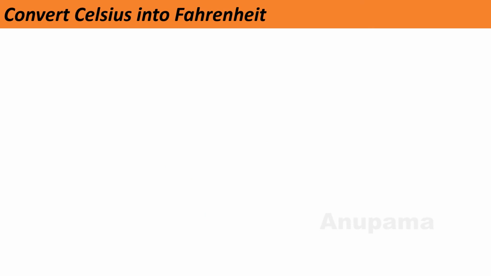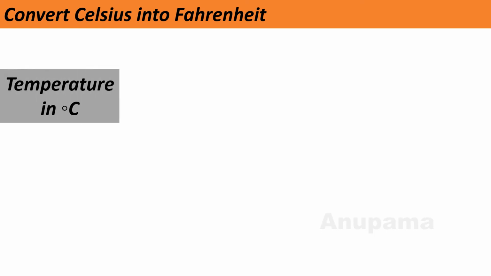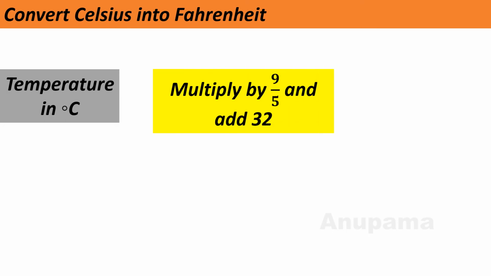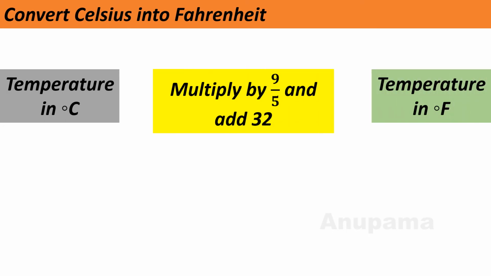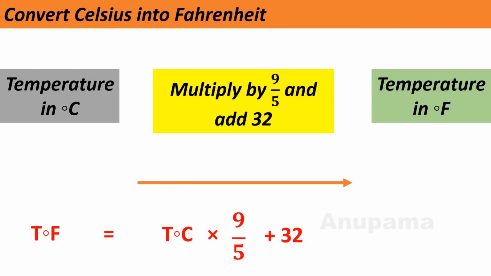Let us understand how to convert Celsius into Fahrenheit. It is very easy. If temperature in degrees Celsius is given to you, just multiply by 9 by 5 and add 32. Then you will get the temperature in degrees Fahrenheit. In the form of a formula, you can also learn it like this: temperature in degrees Fahrenheit equals temperature in degrees Celsius multiplied by 9 by 5 plus 32.